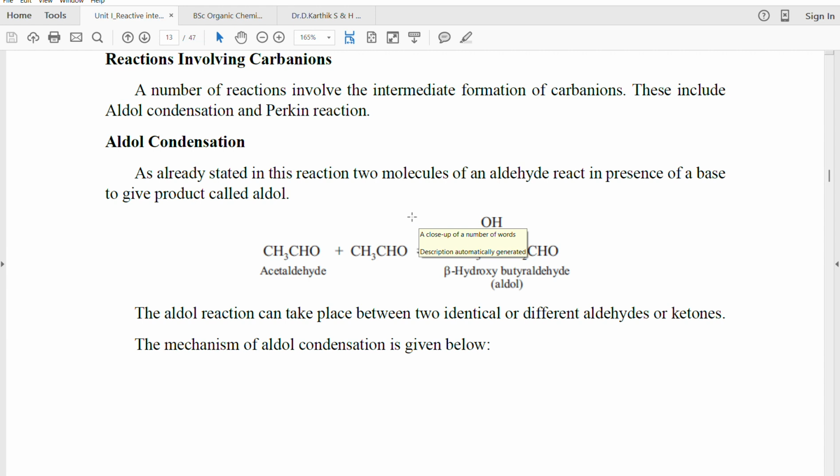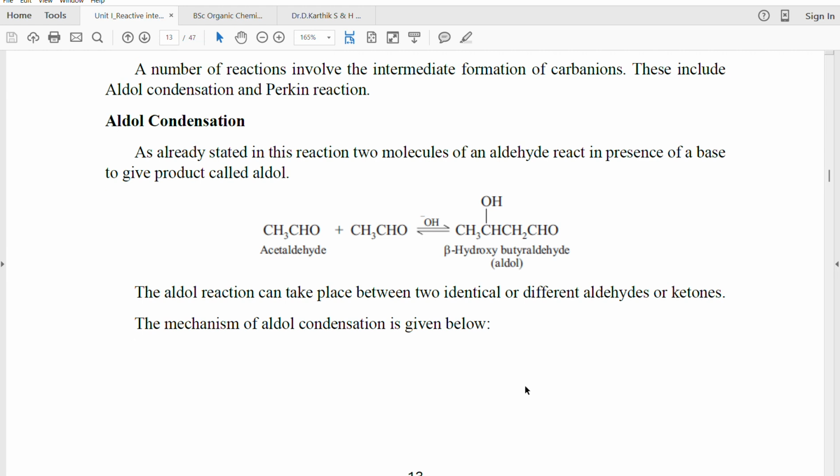There are so many condensation reactions, and among them the aldol condensation is very important and very easy. Okay, I think we will do it in our practical also. So I study this reaction. Two molecules of aldehydes react in the presence of a base to give a product called aldol. So for this reaction we need a base. The base will be either aqueous sodium hydroxide or some other bases like sodium tertiary butoxide or potassium tertiary butoxide.